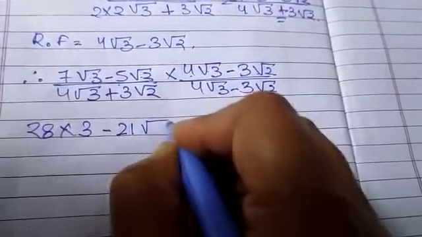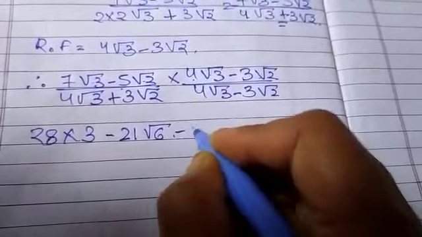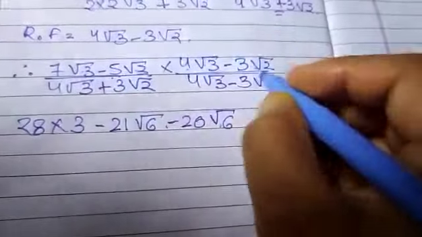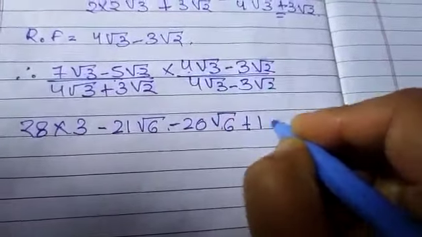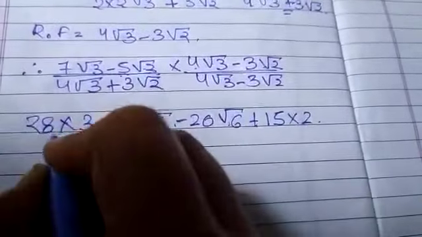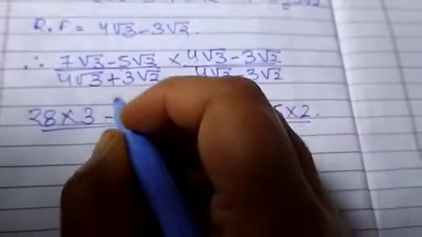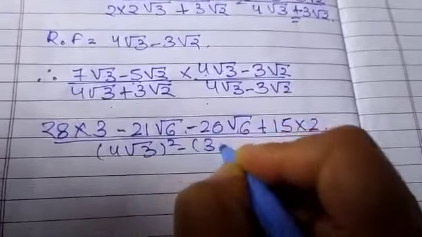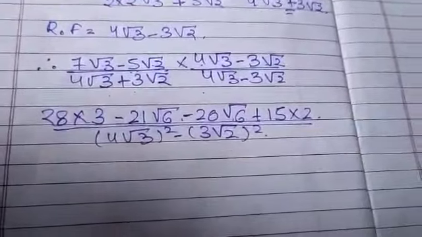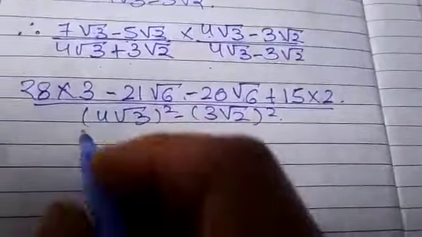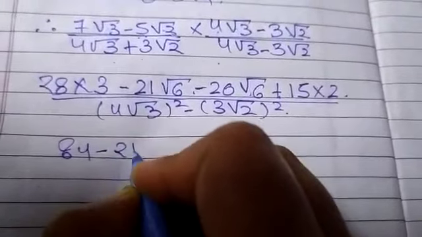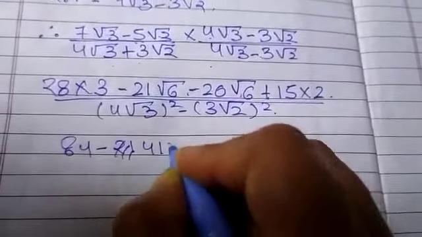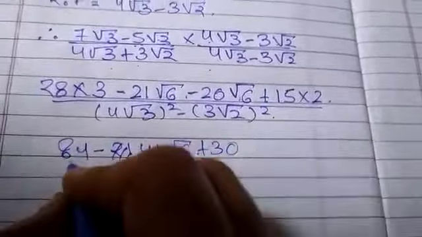Under root 3 and under root 2 will be under root 6. Now 5 4s are 20, so minus 20. Correct? And this will be under root 6. Now minus minus plus, 5 3s are 15 and under root 2 into under root 2 will be only 2. Now this is a plus b and a minus b, a square minus b square. I hope it is clear to you. Now 28 3s will be 84, minus and minus will be plus. So this will come 41 under root 6 and plus 30.